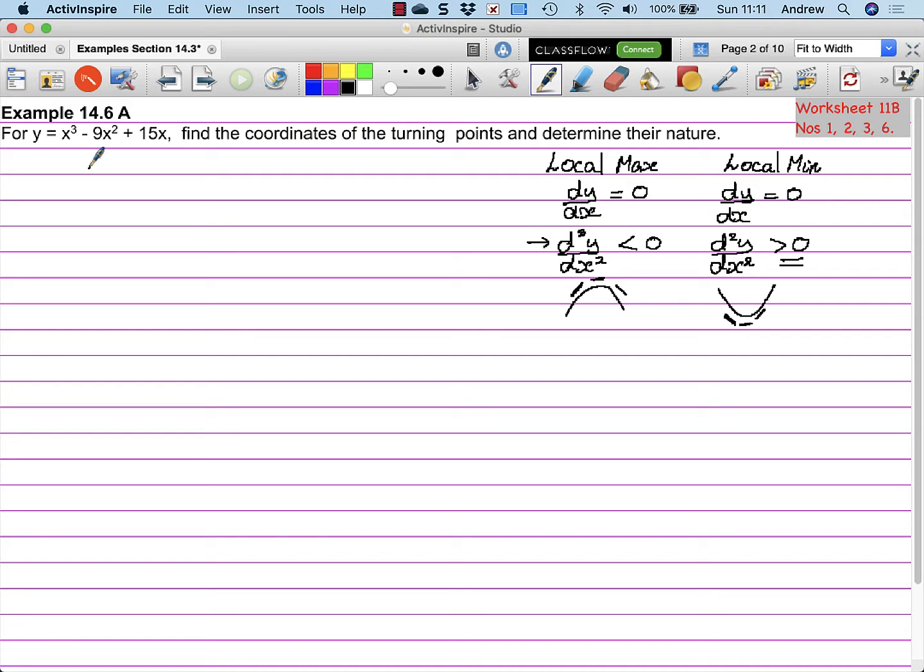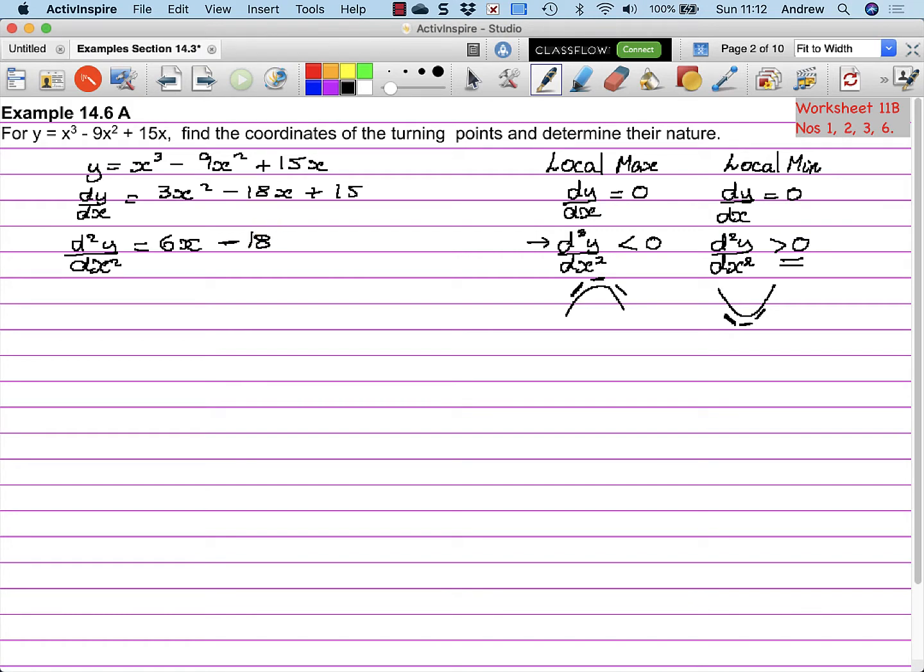The first thing we do is write down what y is equal to. And y is equal to, straight from the question, x cubed minus 9x squared plus 15x. Now we're going to do dy by dx is equal to 3x squared minus 18x plus 15. And then the second derivative, d2y by dx squared, is equal to 6x minus 18.